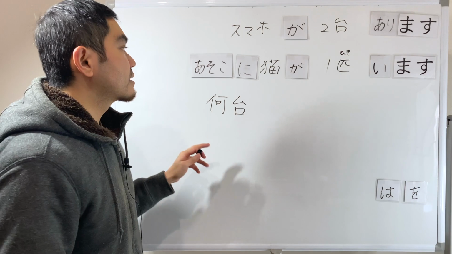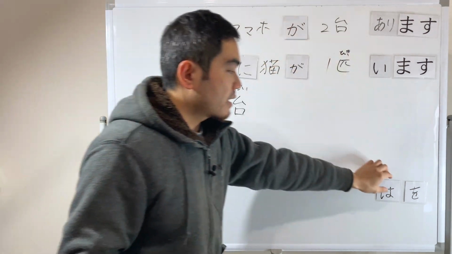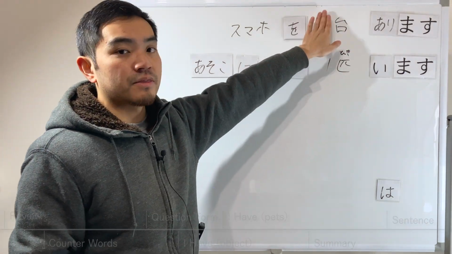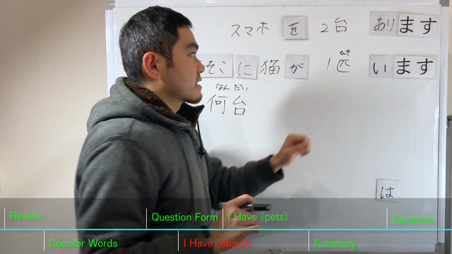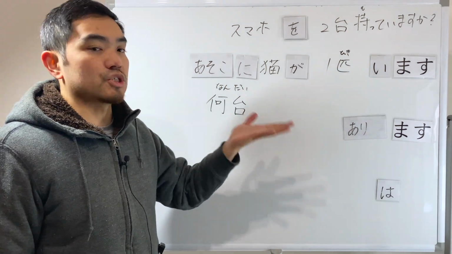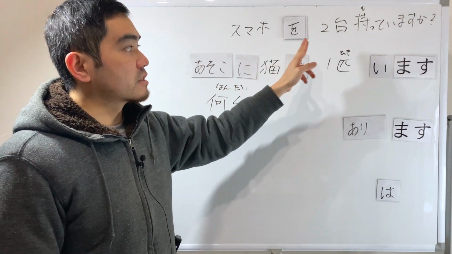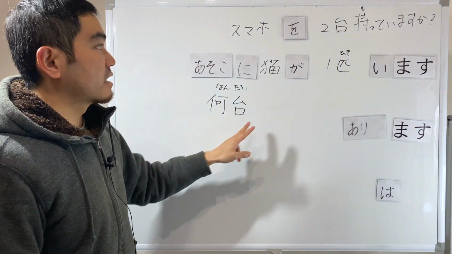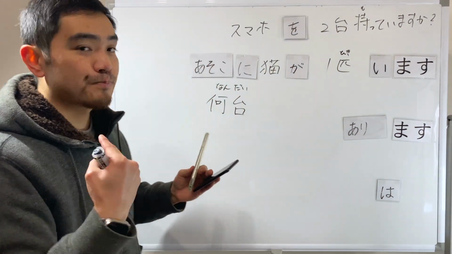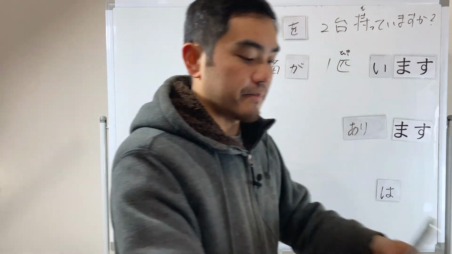So, 何台、何台。あなたはスマホを何台持っていますか。This 持っていますか means do you have. It's literally do you have. So, how many smartphones do you have? 持っていますか、何台。How many? I have two. So, I say 私はスマホ2台持っています。I have. Right?